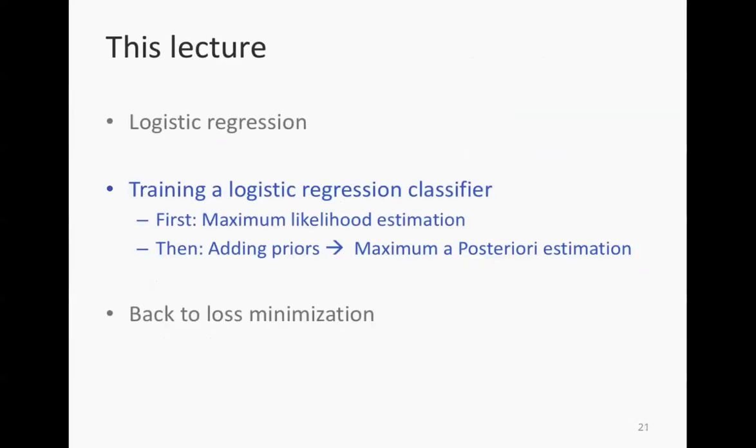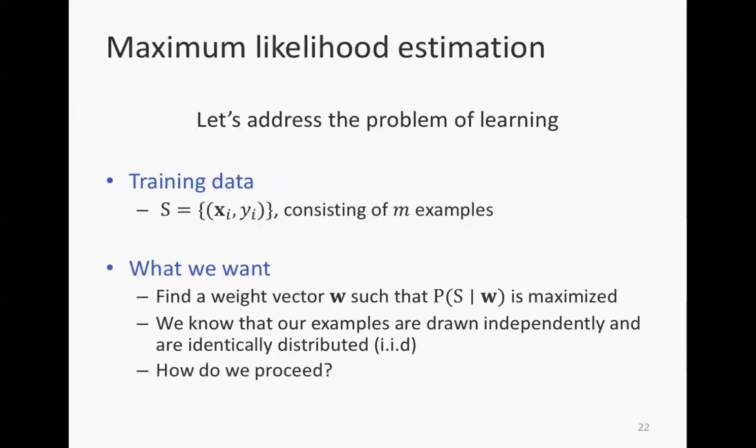Speaking of learning, let's look at training a logistic regression classifier. First, we'll look at maximum likelihood estimation, and then we'll add a prior, and then go to maximum a posteriori estimation. We're training a binary classifier, so we need to operate in the same setting that we've had for all binary classifiers. We have a data set, x comma y. X is a vector, y is -1 or 1, and we have m such examples. Our goal is to find a weight vector because the hypothesis corresponds to the weight vector, such that we maximize the likelihood of the data. The likelihood of the data, if the data is S, is probability of S given W, and we want to maximize it. As always, we assume that our examples are drawn IID.